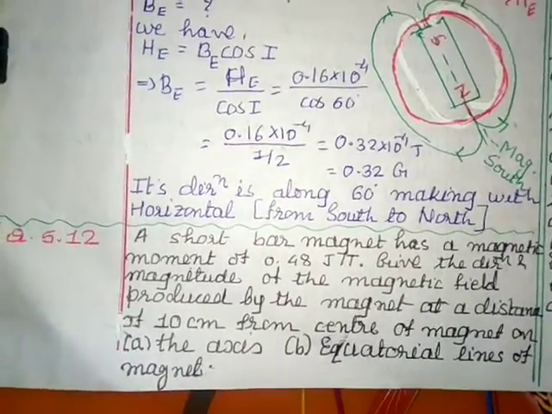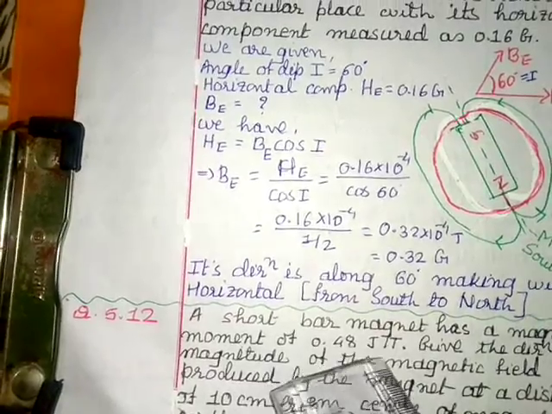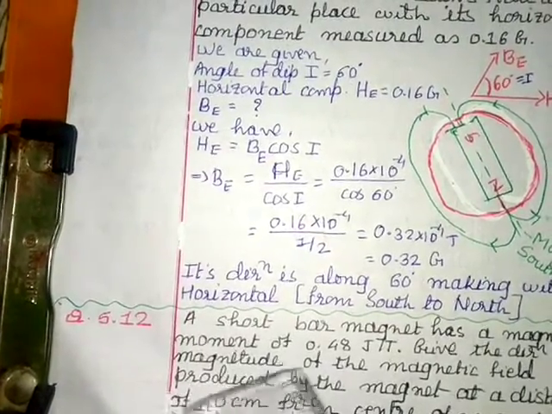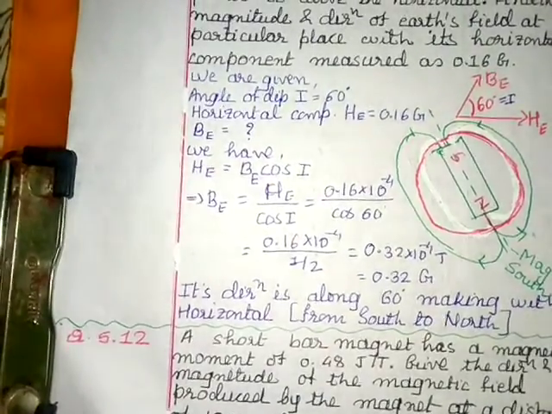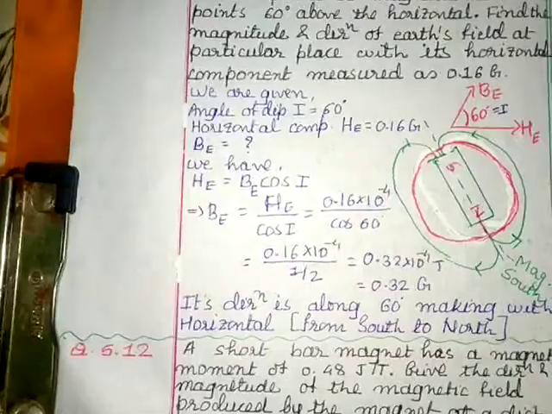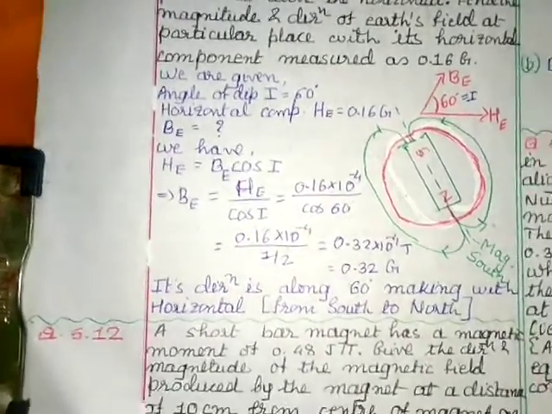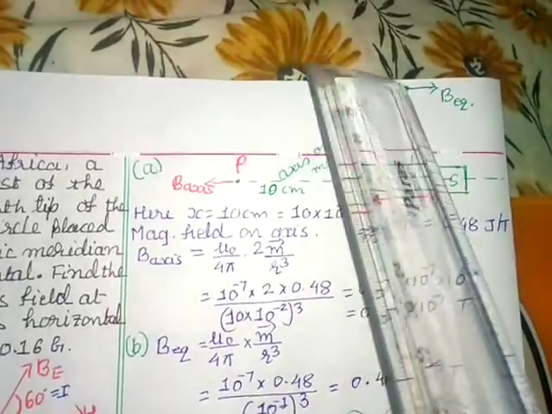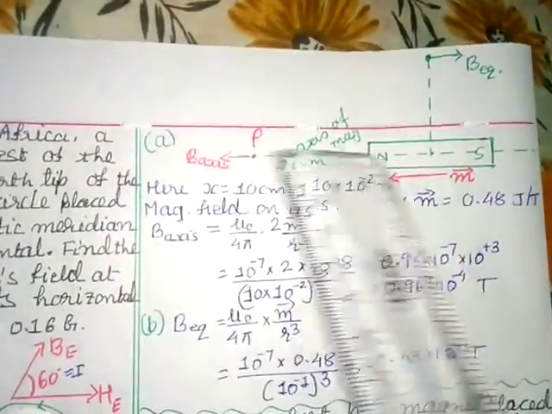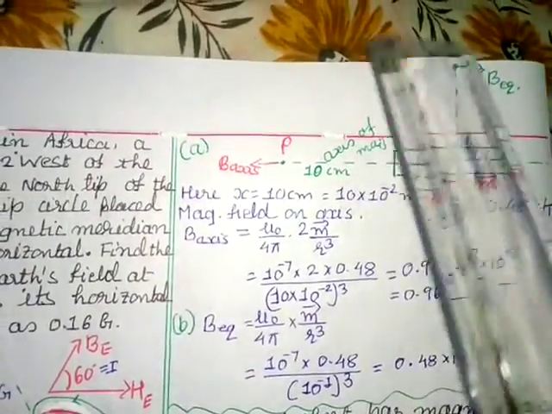Question 5.12. A short bar magnet has a magnetic moment of 0.48 Joule per Tesla. Give the direction and magnitude of the magnetic field produced by the magnet at a distance of 10 cm from the center of the magnet on A, the axis, and B, the equatorial line of the magnet. So the situation is something like this. You have got the bar magnet. This is called the axis. This is the equatorial line. We have to find the field on the axis at 10 cm and on the equatorial line also at 10 cm.